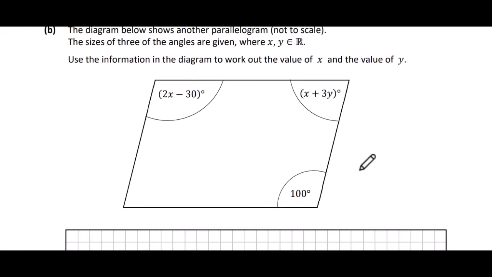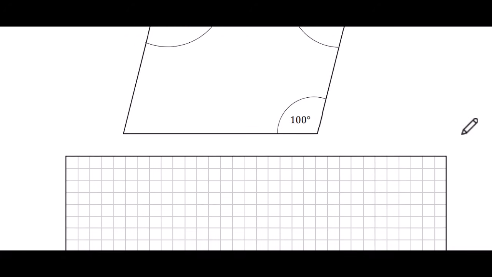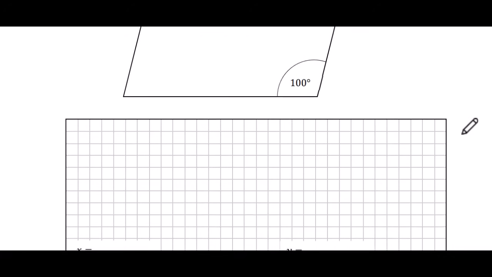The diagram below shows another parallelogram, not to scale. The sizes of 3 of the angles are given, where x and y are real. Use the information in the diagram to work out the value of x and the value of y. Okay, so what do we know about parallelograms? We know that opposite angles are equal. So this here is going to be equal to 100. So 2x minus 30 is equal to 100. That's the first thing we're going to do.